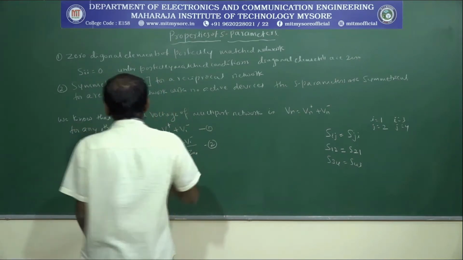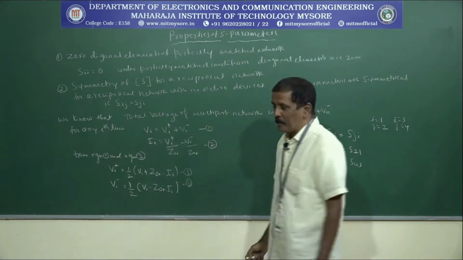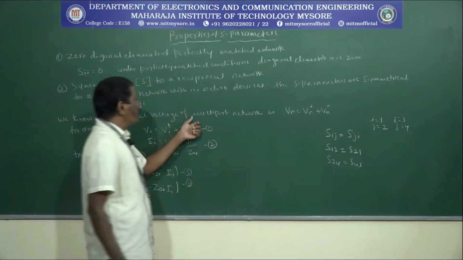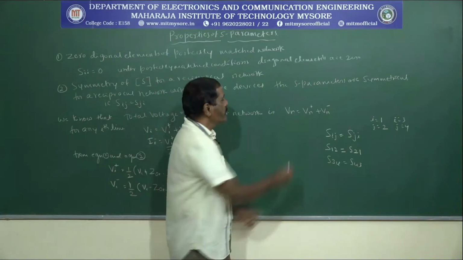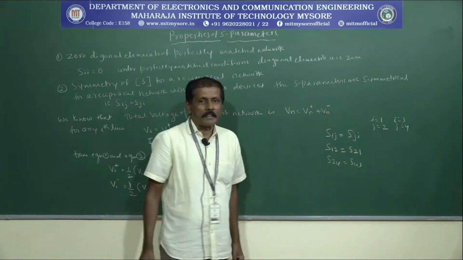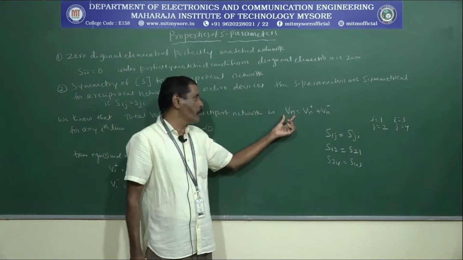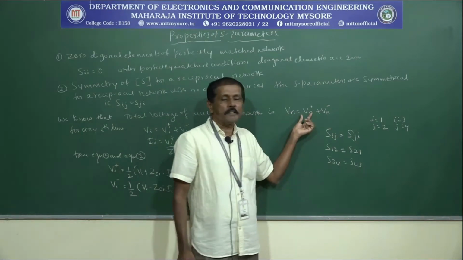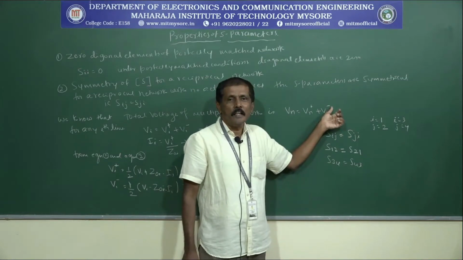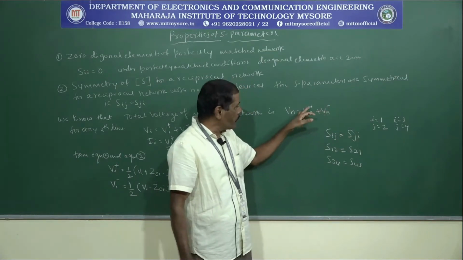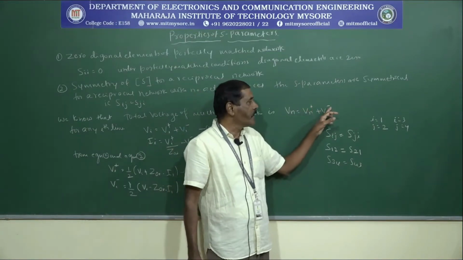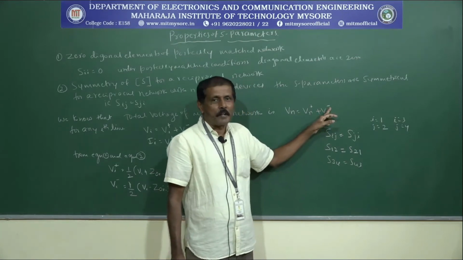Now, let us prove this second property, Sij equal to Sji. We know that the total voltage of a multi-port network is Vn equal to Vn plus plus Vn minus. That is, the total voltage across a multi-port network is, this Vn plus is the incident voltage and this Vn minus is the reflected voltage.